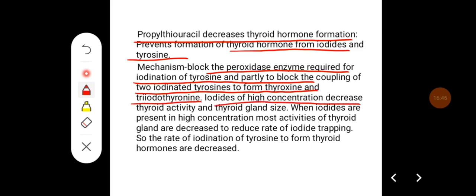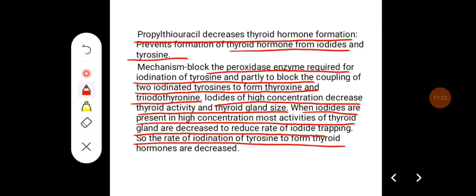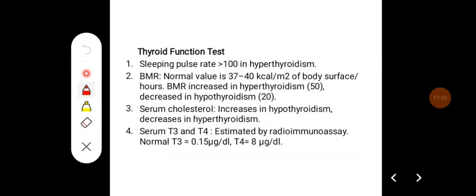Iodides in high concentration decrease thyroid activity and thyroid gland size. When iodides are present in high concentration, most activities of the thyroid gland are decreased, reducing the rate of iodine trapping. So the rate of iodination of tyrosine to form thyroid hormones is decreased.